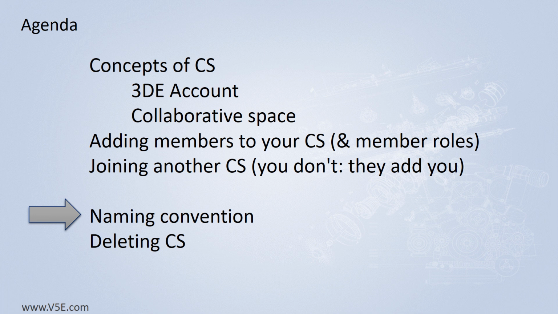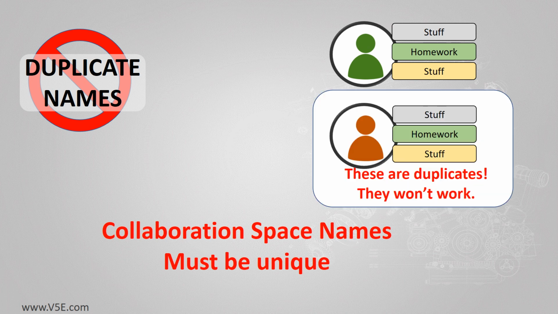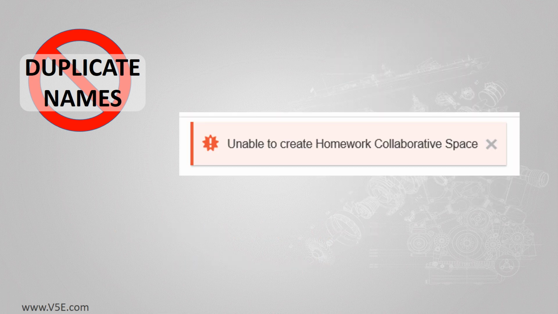Now let's look at some of the naming issues for collaborative spaces. Collaborative space names must be unique. Here, the second student is attempting to name their collaborative spaces the same as another student, and that won't work. In fact, look at the first student. He has two collaborative spaces with the same name. That won't work either. Both of them will get an error.